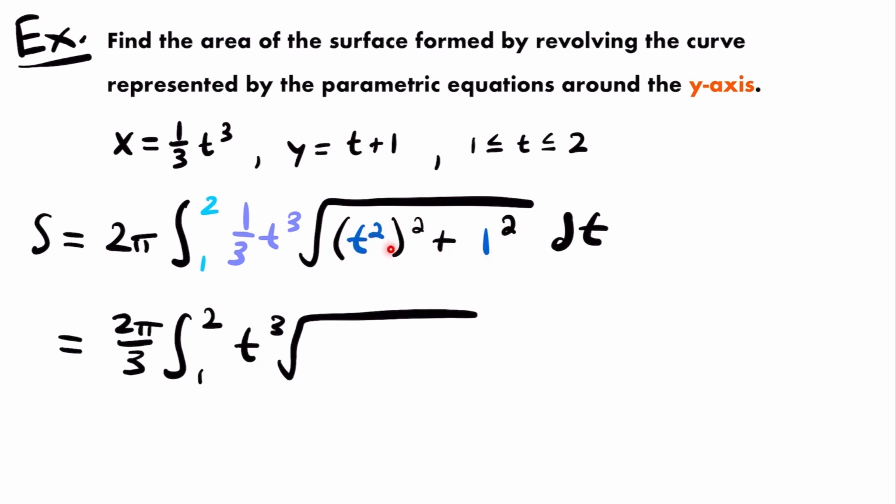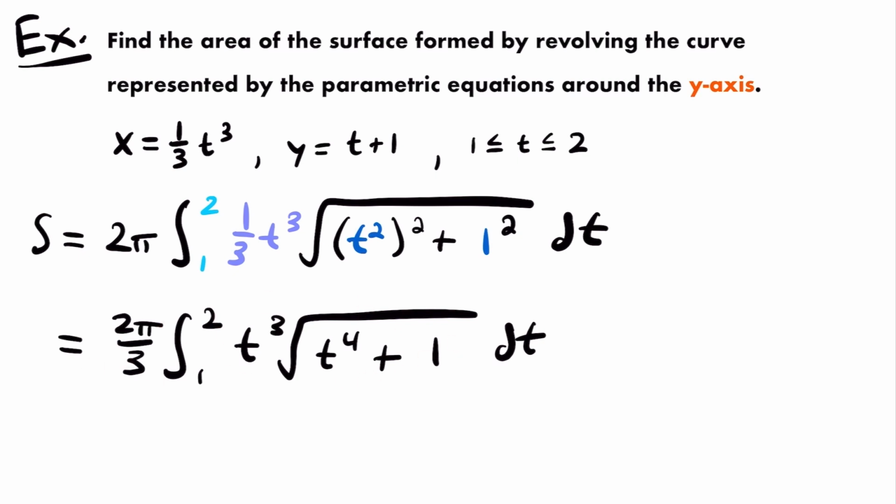Now t squared squared will be t to the 4th power, right? We will multiply these exponents. Whenever you have a value raised to an exponent raised to an exponent, you simplify by multiplying the exponents. So we'll have t to the power of 4, and then we'll add that to 1 squared, which of course is just 1. All right, and then don't forget dt. But now we have fully simplified our integral.